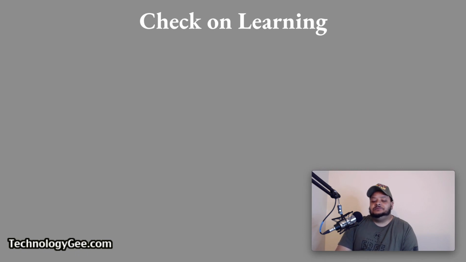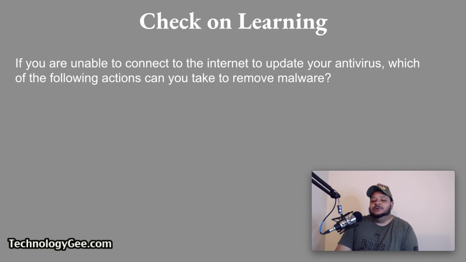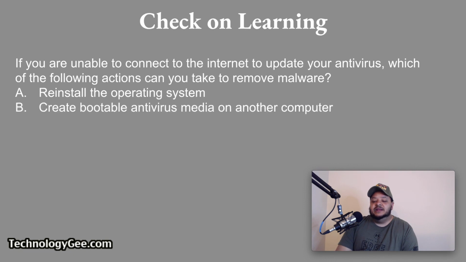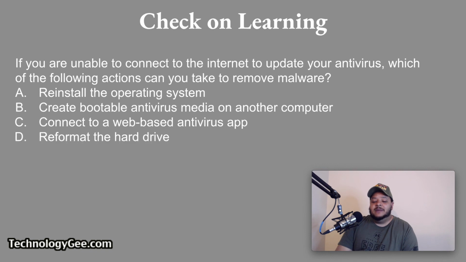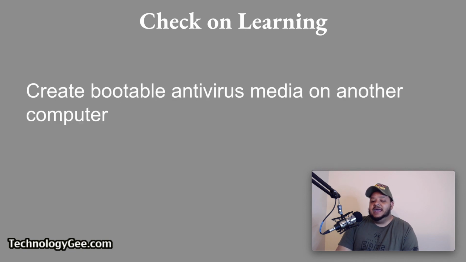Final question. If you are unable to connect to the internet to update your antivirus, which of the following actions can you take to remove malware? Would it be reinstall the operating system? Create bootable antivirus media on another computer? Connect to a web-based antivirus app? Or reformat the hard drive? So you are unable to connect to the internet. What can you do to get this malware off your system? The correct answer is create bootable antivirus media on another computer. That's what you would do, ladies and gentlemen.